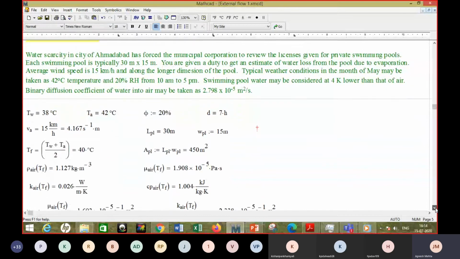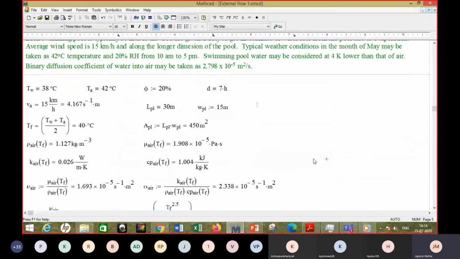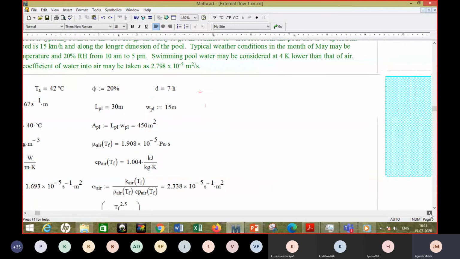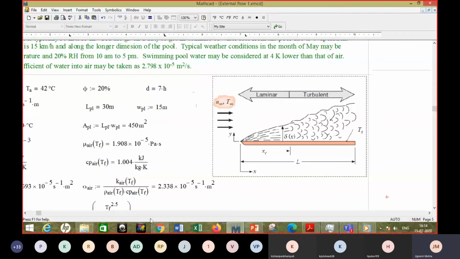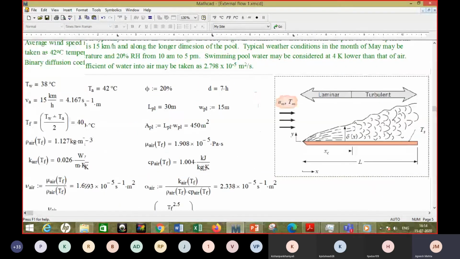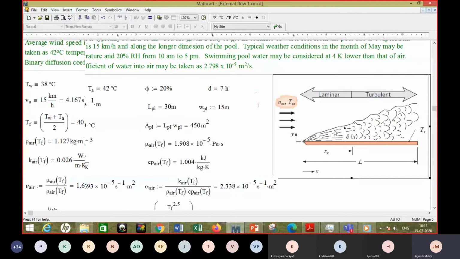The diagram that you draw will be similar to what was drawn in the previous example. It is not a flow over a flat plate, but you can say it is flow over a flat surface, that is, the water surface. Air is flowing over that water surface, and there will be a boundary layer, but this is the concentration boundary layer we are going to talk about.